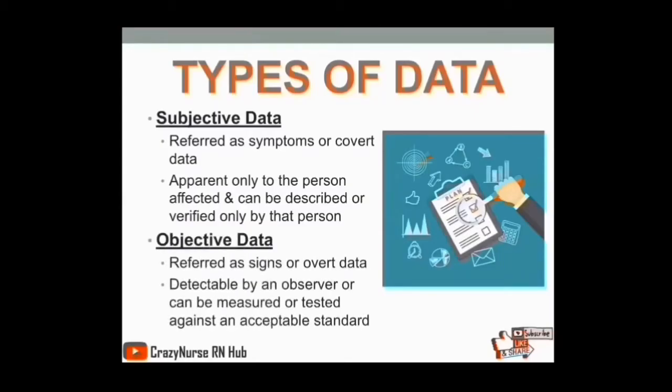We also have the objective data, also referred to as signs or overt data, which are detectable by an observer or can be measured or tested against an accepted standard. They can be seen, heard, felt, or smelled, and they are obtained by observation or physical examination. For example, a discoloration of the skin or a blood pressure reading is objective data. During the physical examination, the nurse obtains objective data to validate subjective data and to complete the assessment phase of the nursing process.